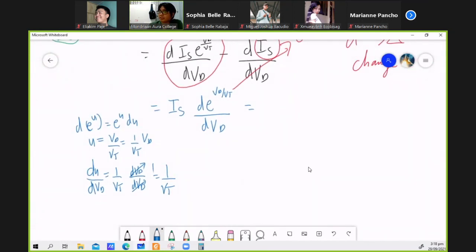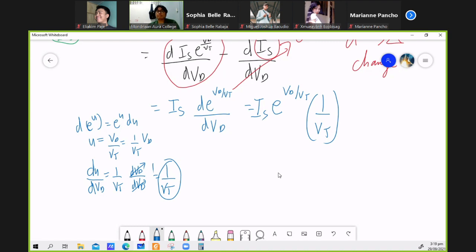Kailangan daw makumpleto ito. Makumpleto itong derivative. E raised to U. Okay, sulat muna natin si E raised to U. Ano daw yung DU? Ang DU natin is 1 over VT, so times 1 over VT. Pero meron pa tayong kulang doon, yung IS.